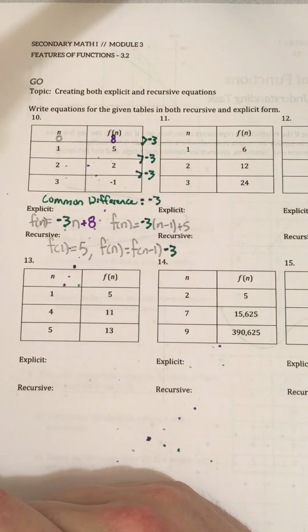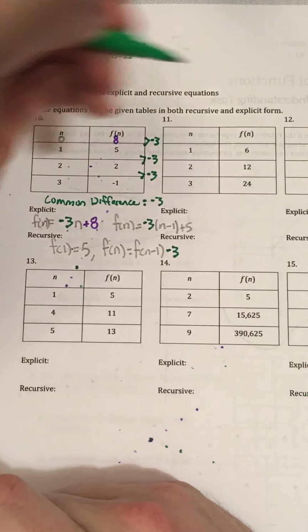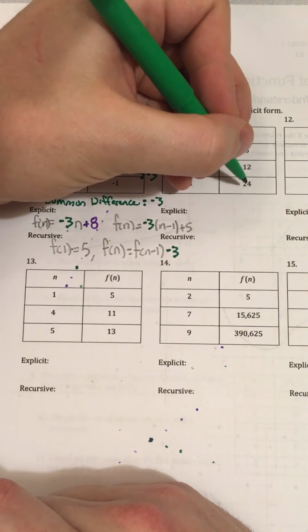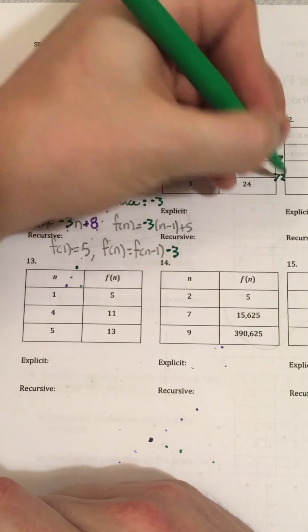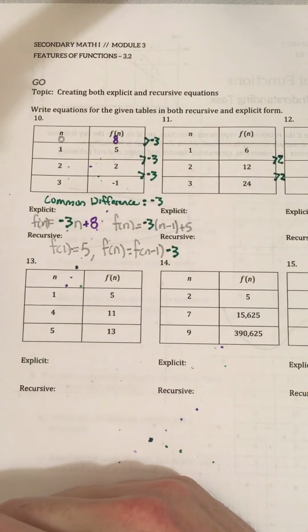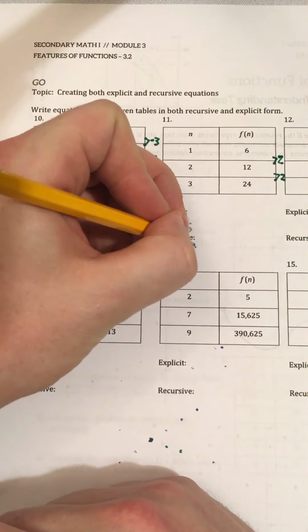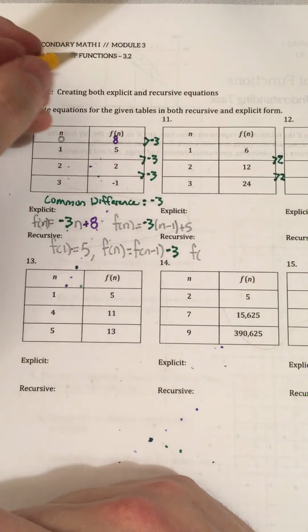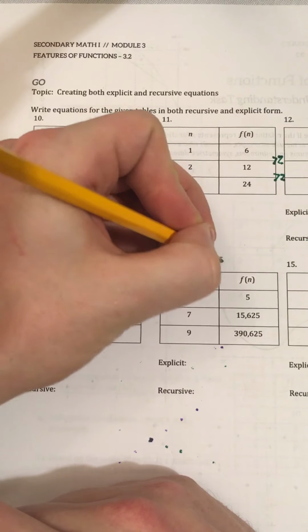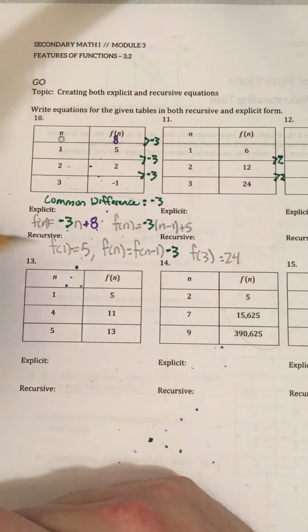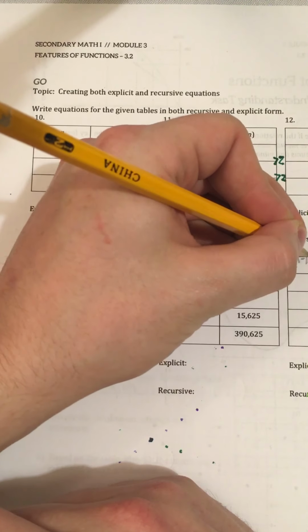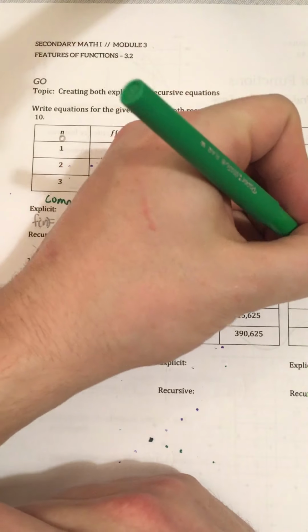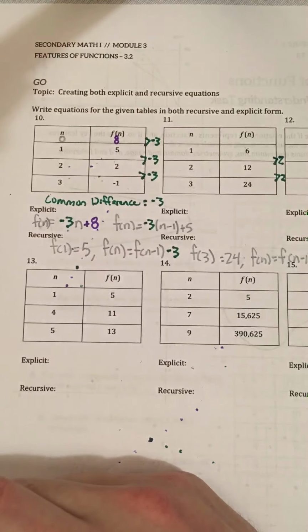Either way would work. Now for number 11. Right away, most of you should notice that it's doubling, because 6 to 12 is times 2, and 12 to 24 is also times 2. And so once again, for recursive equations, we know in explicit this is an exponential function. And so for my recursive, I'm going to start with my starting point, and this time I'm just going to pick day 3, and day 3 is 24. And the pattern is multiplying by 2. So it'll be f of n equals f of n minus 1 times 2.